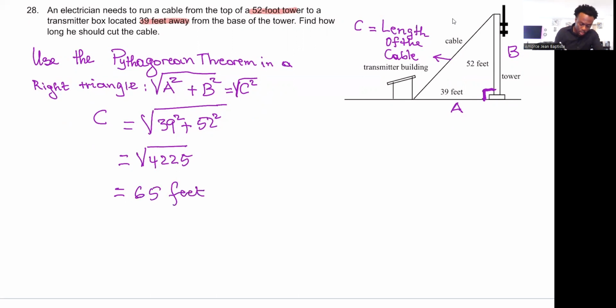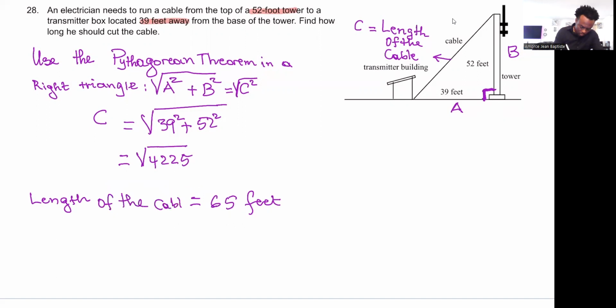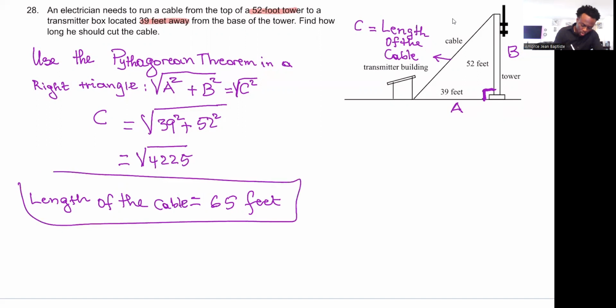It's important that you put the unit. So the length of the cable equals 65 feet under these conditions. Remember, it's important to put the unit. If you don't put the unit, the credit is not full. Also show your work, and then you get full credit.